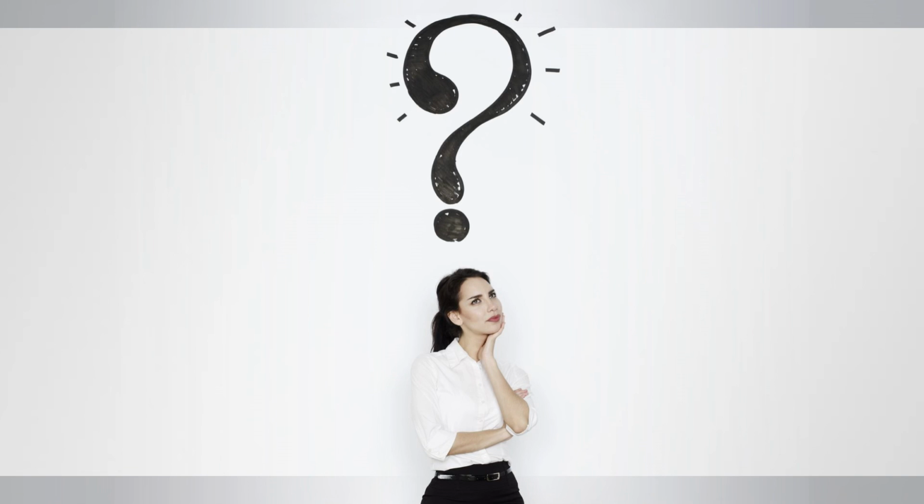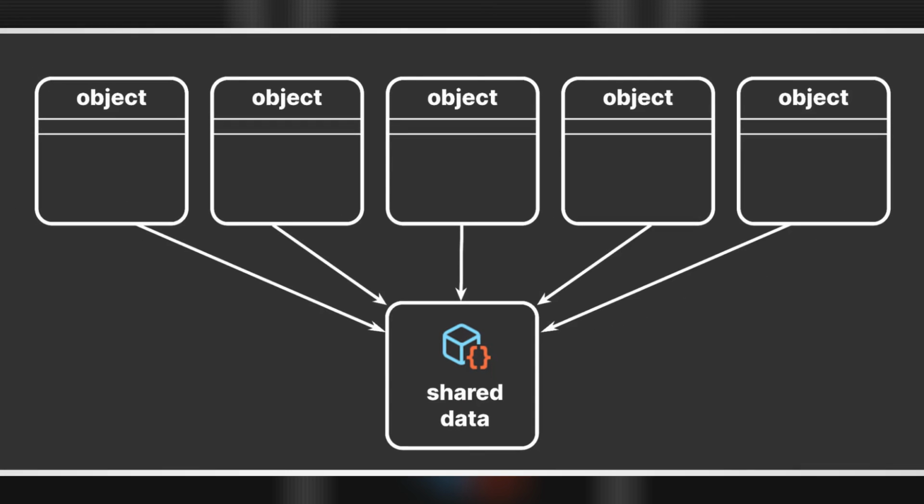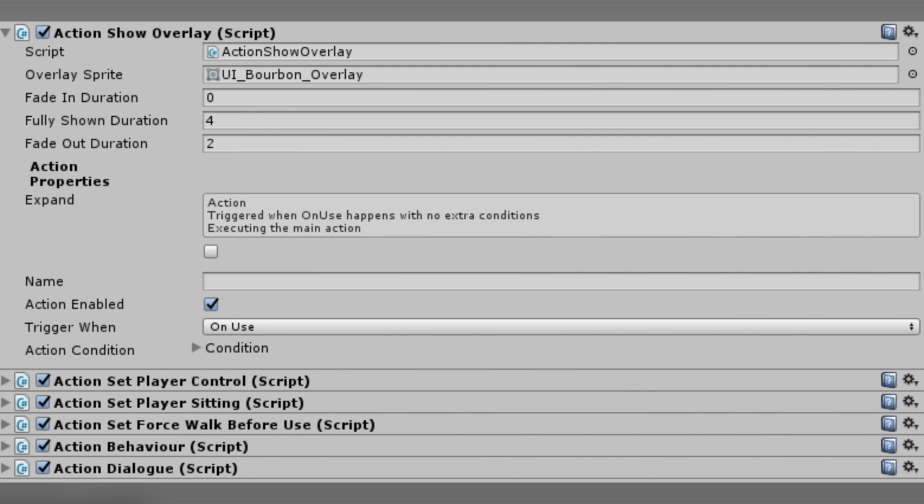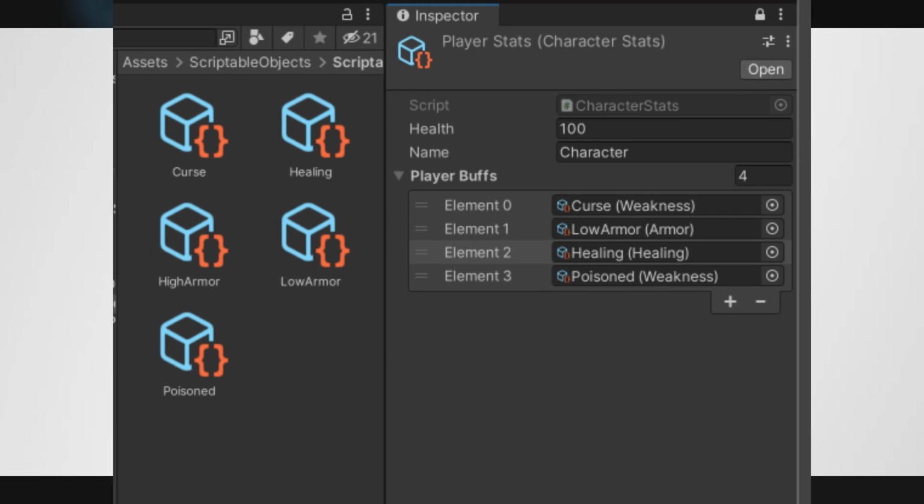What is a scriptable object? A scriptable object is a special type of data container in Unity. Unlike mono behaviors, it doesn't need to be attached to a game object. It exists as an asset that can store data independently, making your projects cleaner and more efficient.